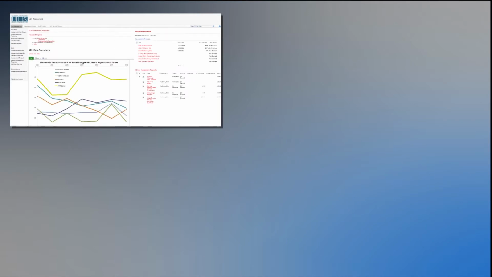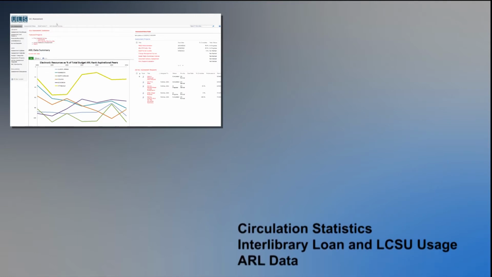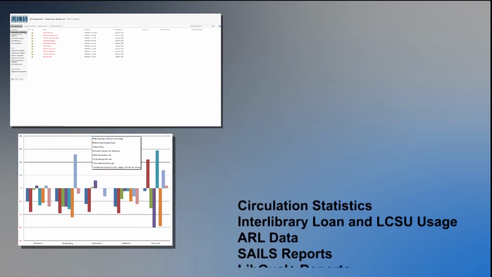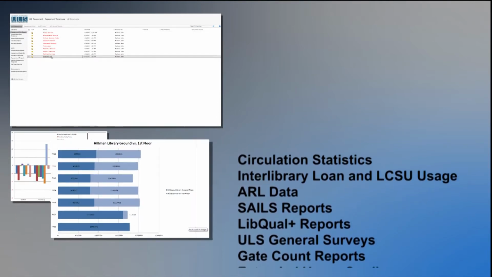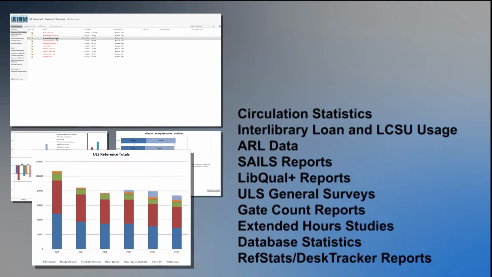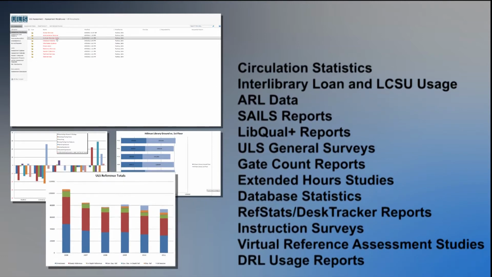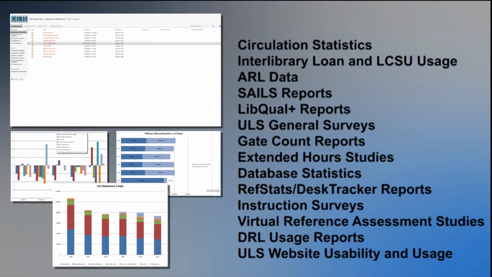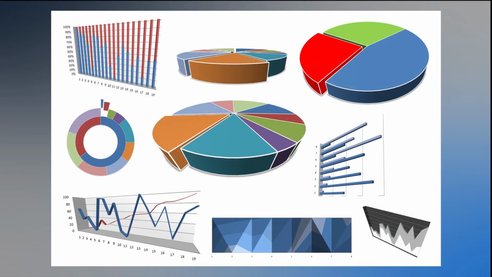Within these folders, we have data on circulation statistics, interlibrary loan statistics, ARL data, sales reports, LibQual reports, ULS general surveys, gate count reports, extended hour studies, database statistics, ref stats, desk tracker reports, instruction surveys, virtual reference assessment studies, DRL usage reports, and ULS website usability and usage reports, among other things. If you have data that you think isn't represented in the warehouse, please send it to me and we can make sure it is included where it is appropriate.